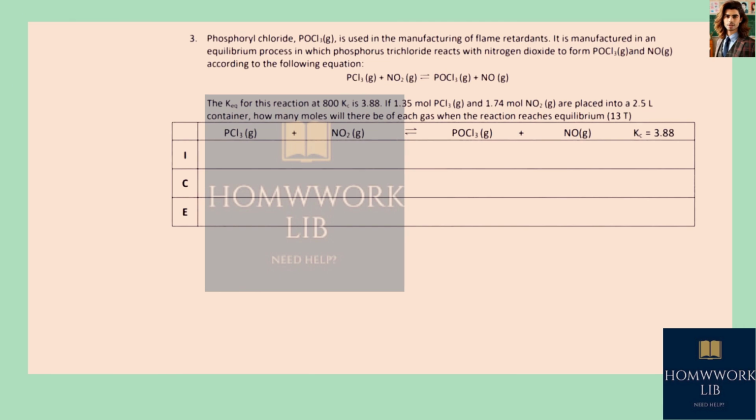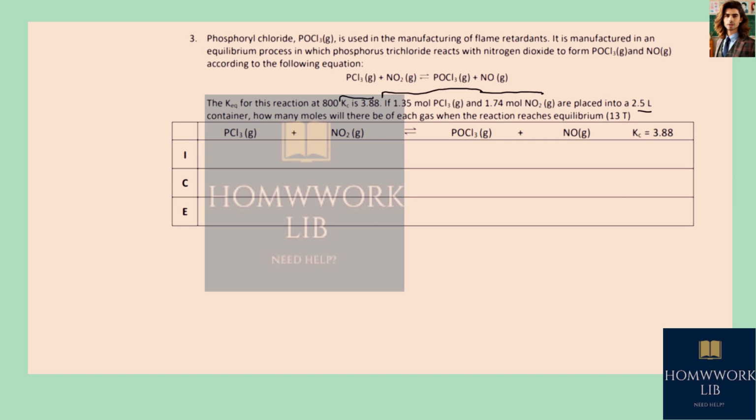Hi, so over here we're given that phosphoryl chloride is used in the manufacture of flame retardants. We're given the equation for the synthesis of this compound, and the equilibrium constant Kc at 800, I think Kelvin probably, or 800 degrees Celsius. It really doesn't matter for the purpose of this question. We're mixing 1.35 mole of PCl3 and 1.74 mole of NO2 in a 2.5 liter container. How many moles will there be of each gas when the reaction reaches equilibrium?